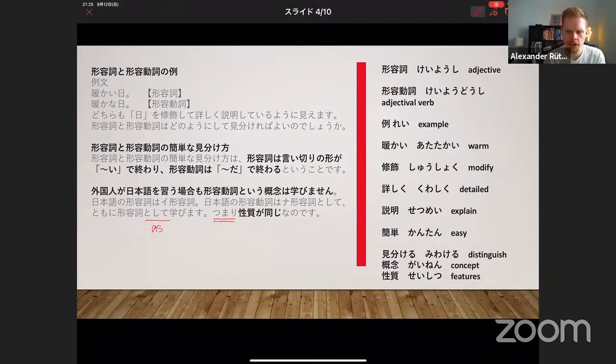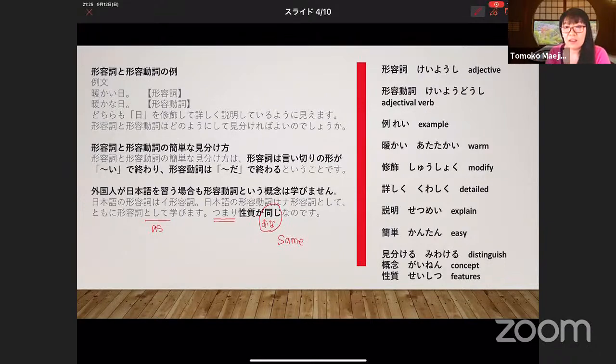性質, the features of na-adjectives. 同じ, onaji. Do you know this? 同じ, the same. Well, in this case, it says the same: the feature, character, the nature of those adjectives and adjective verbs are quite similar, are the same.